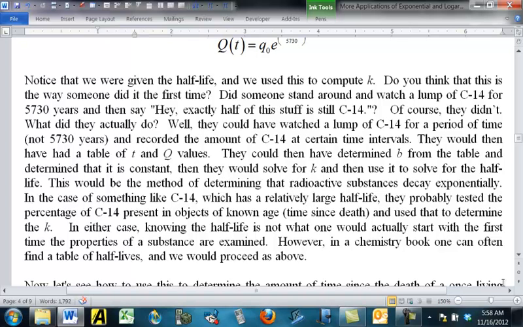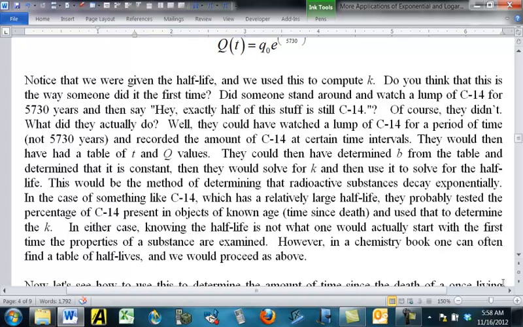What did they actually do? Well, there's a couple things they could have done. They could have watched a lump of carbon-14 for a period of time, not 5,730 years, but maybe every few months for a year, or every few days for a year. And then they could use a table of quantity present and time values, and they could find B from the table by, remember, doing the second quantity divided by the original quantity to the power 1 over delta t, or y2 divided by y1 to the power 1 over delta t. That's our formula for B.